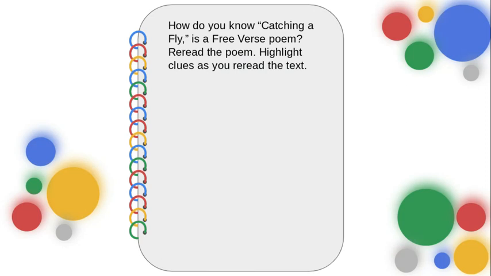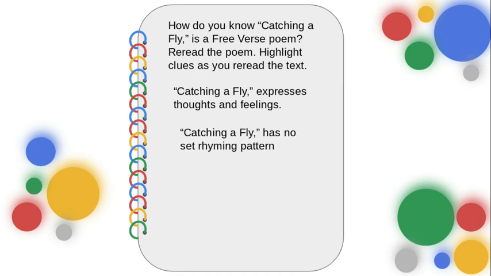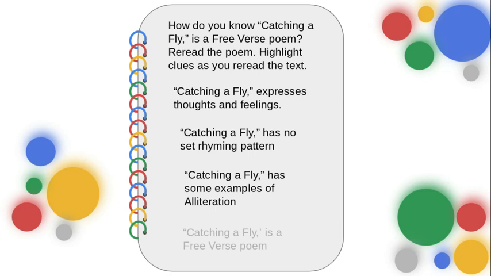If I asked you to reread the poem, would you be able to tell me why? The first thing that I would say is that this poem expresses thoughts and feelings. The next thing I would tell you about Catching a Fly, it has no set rhyming pattern. That's why I found it harder to read. Also, Catching a Fly has some examples of alliteration, and these pieces of evidence tell me that this is a free verse poem.